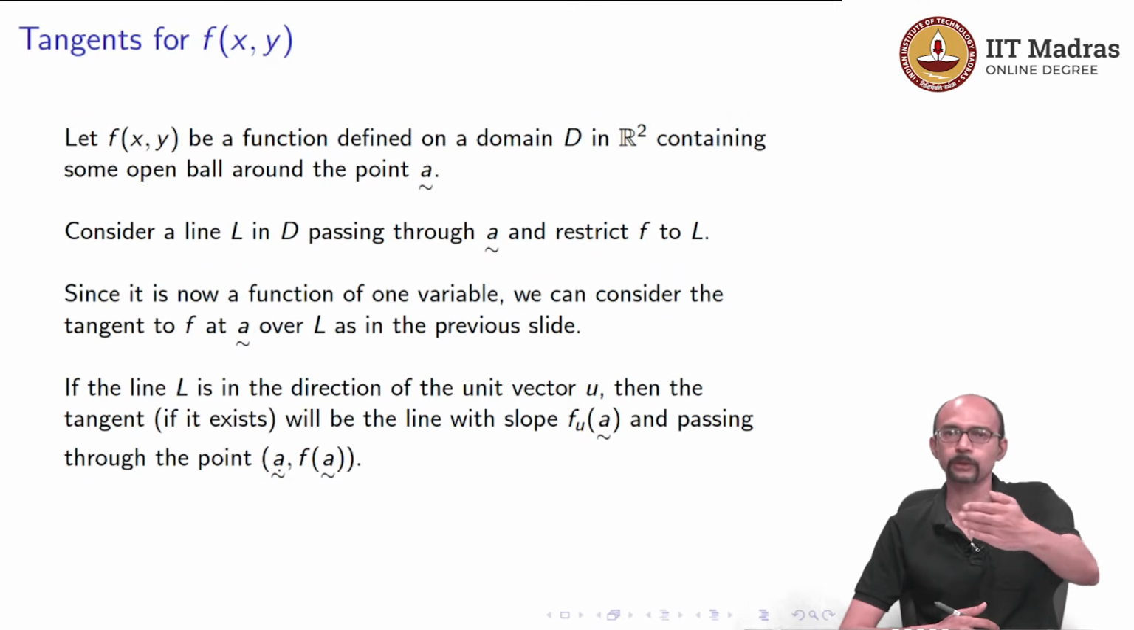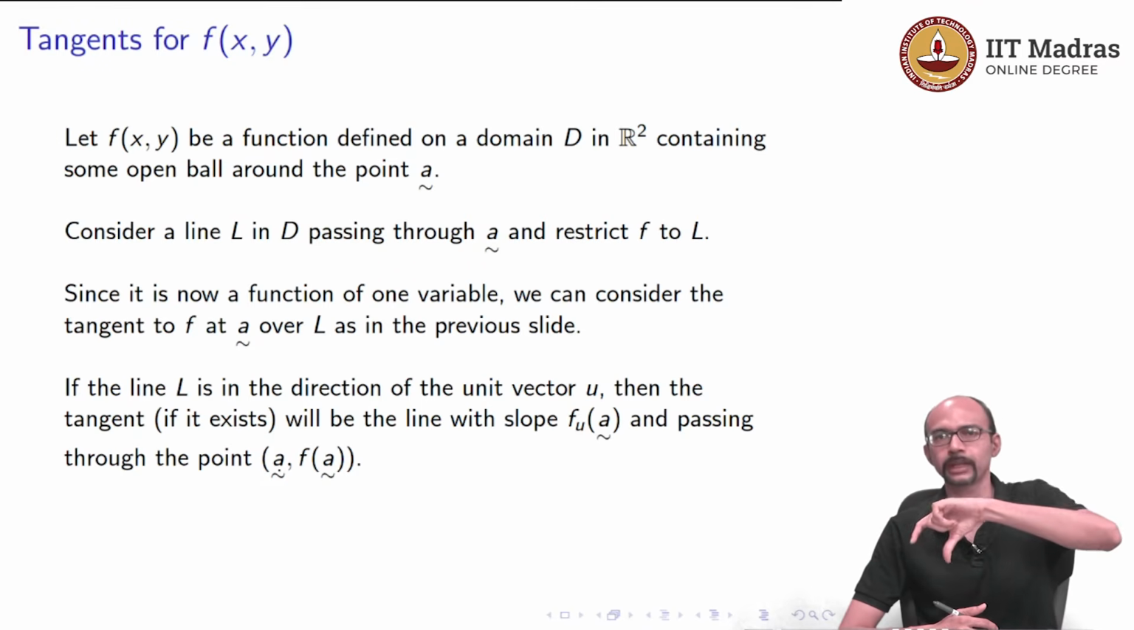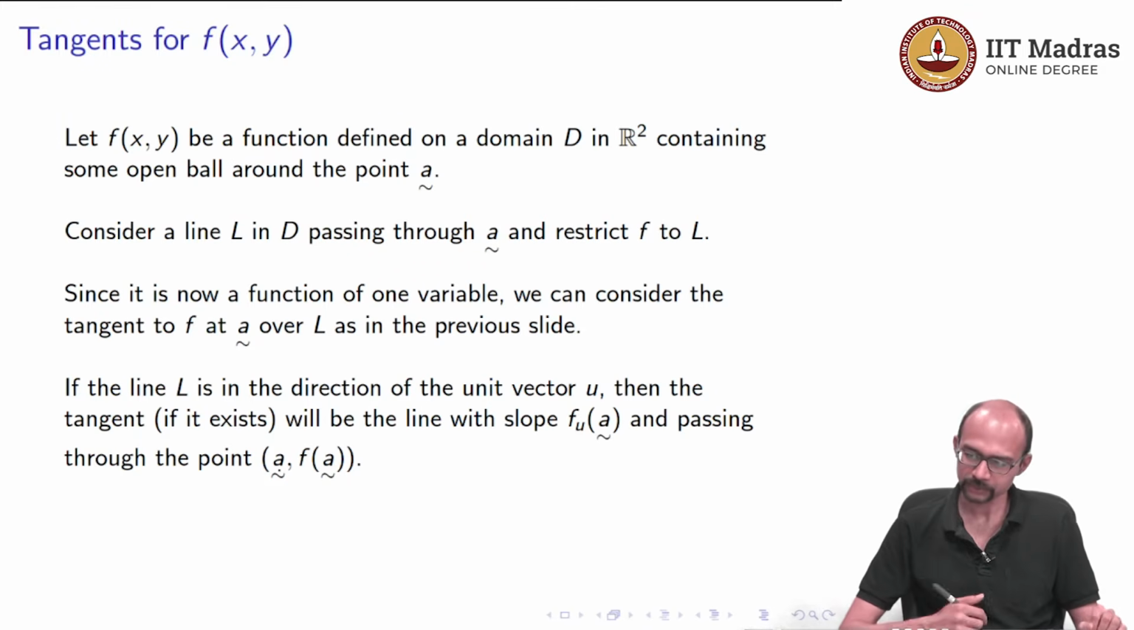So, what you have to do is translate this line L parallelly back to the origin, and then on that line L you have to take a unit vector. Once you take this unit vector, you have to compute the directional derivative, and once we compute that directional derivative, you can use that to compute the equation of the tangent. So, it will be a line.